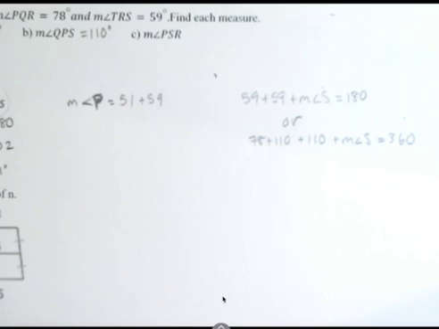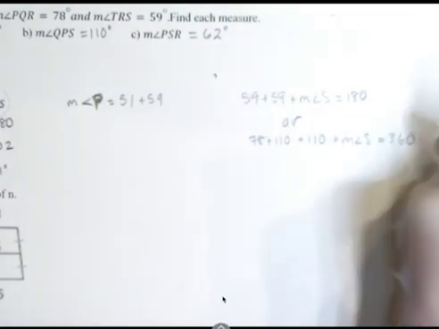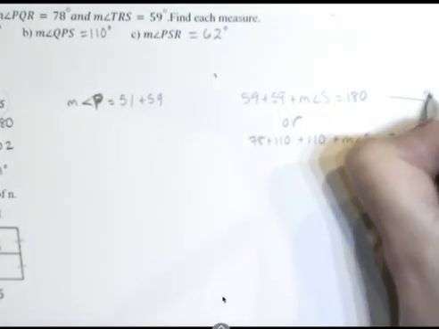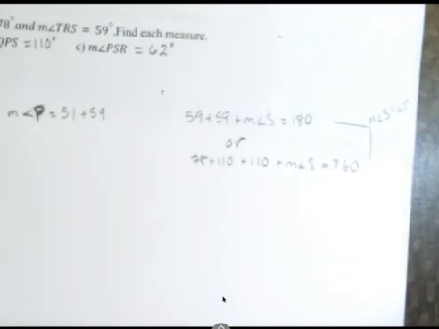So if we do, I'm just doing that top one, and I'm getting 62. So either way, measure of angle S equals 62, whichever method you want to use.